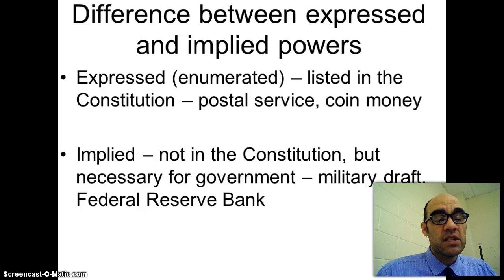Implied powers are not in the Constitution, but those are the powers that are necessary for the government to run. These include things like the military draft and the creation of the Federal Reserve Bank. Sometimes these can be controversial. Not all people agree with them, but the Constitution does give the federal government the right to expand its powers beyond those that are written in the Constitution.